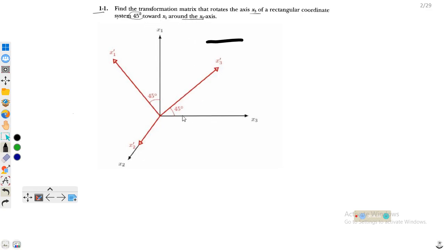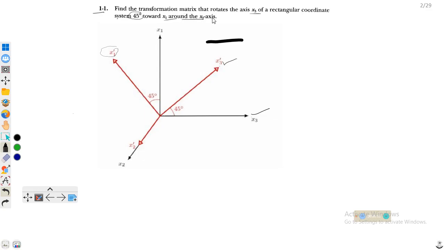In this, we are given that we have to rotate the x3 axis. When we rotate it by 45 degrees, its position will change, and we denote its new position with x3 prime. This rotation is toward x1, which means the x1 axis is also rotated by 45 degrees, and its new position will be x1 prime. So x3 is rotated by 45 and similarly x1 is rotated by 45 in the forward direction.